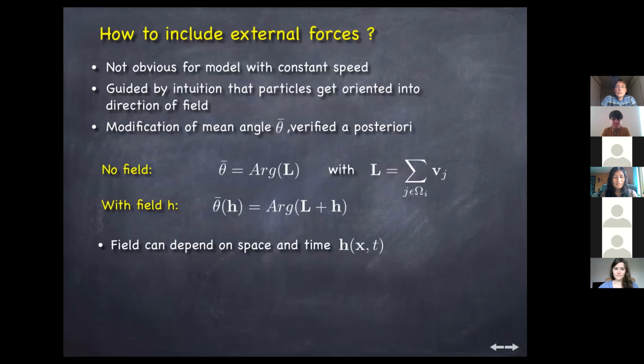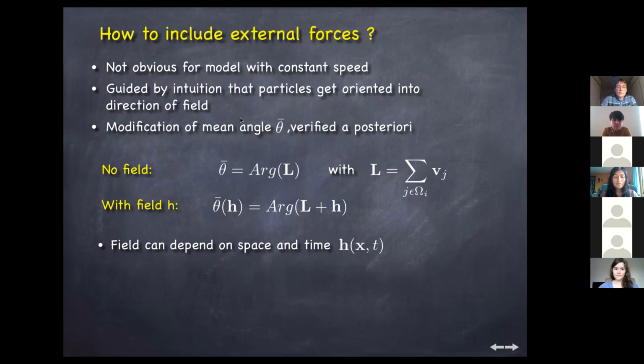Okay, so since I don't have too much time, the main idea is, how do we include external forces in the Vicsek model? The thing is that the velocity, the speed of the particles, cannot change. They can only rotate the velocity vectors. The vectors cannot get longer. And then we had this intuition that particles should get oriented into the direction of the field. That's the idea of this external field.